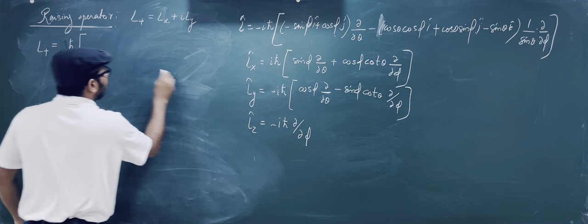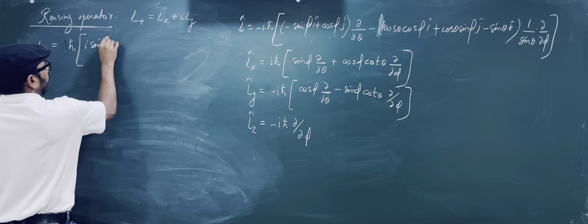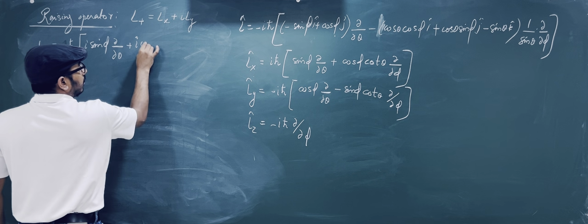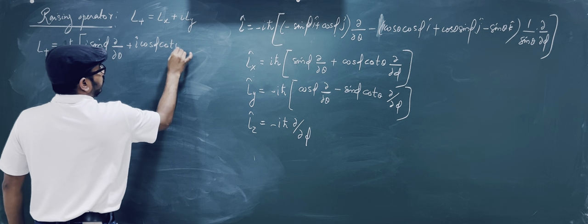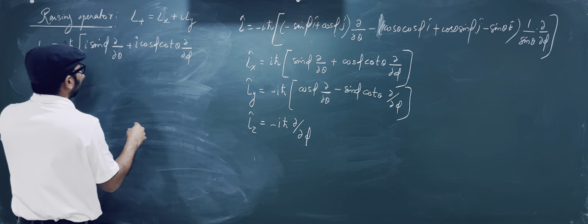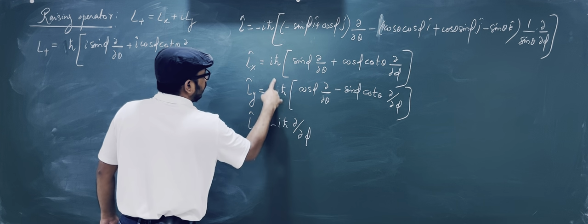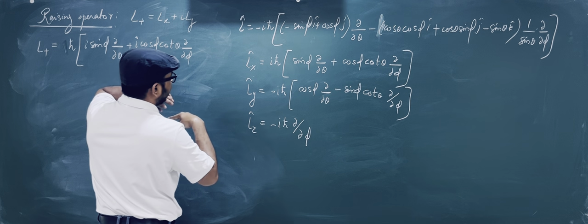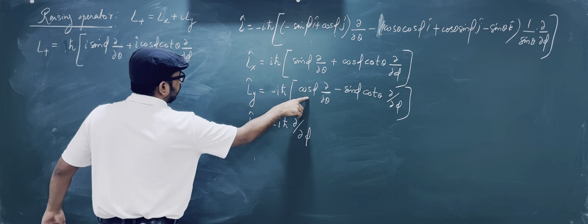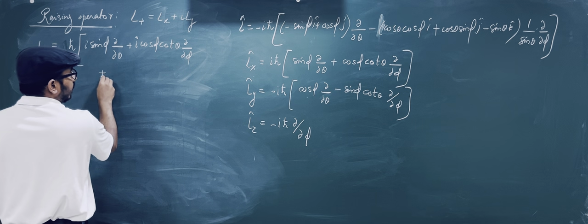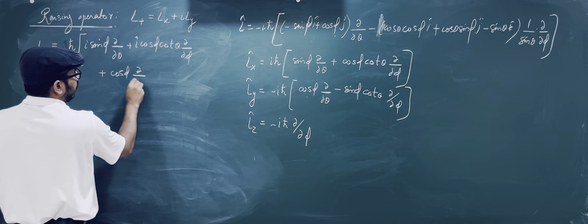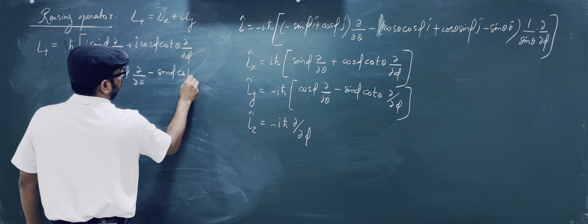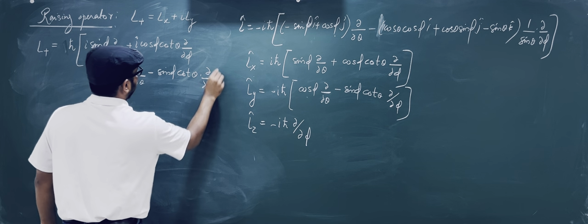From here the term will be i sin of phi del over del theta plus i cos of phi cot of theta del over del phi. So i has gone inside, the h cross has come out, the i squared is minus 1, minus minus is plus. So this term will be there. So the next term will be plus cos of phi del over del theta minus sin of phi cot of theta del over del phi.